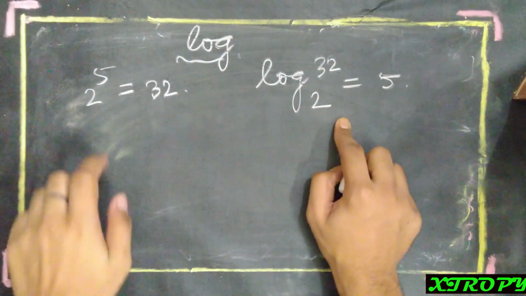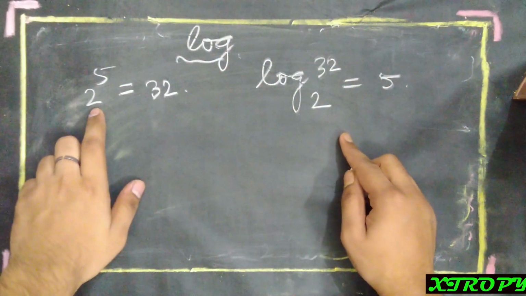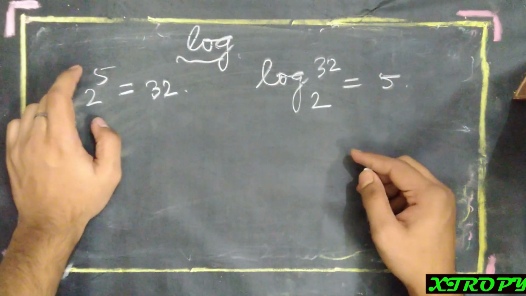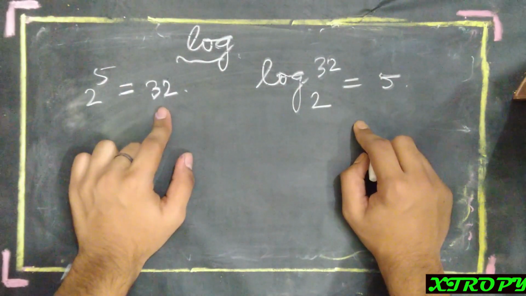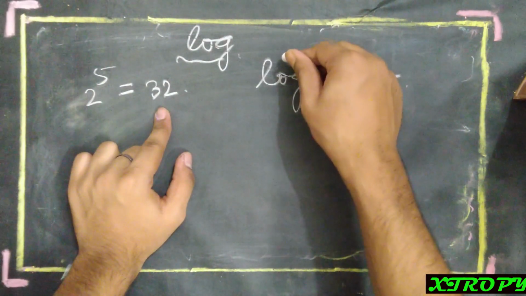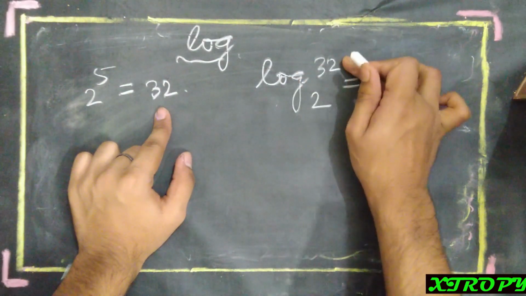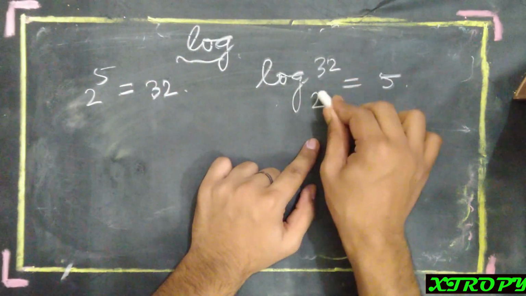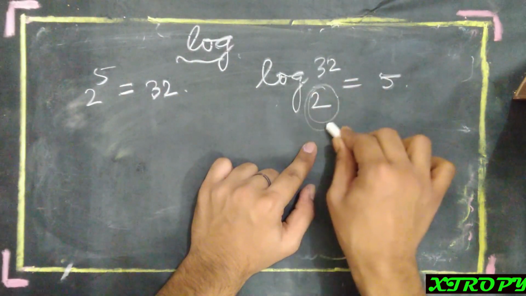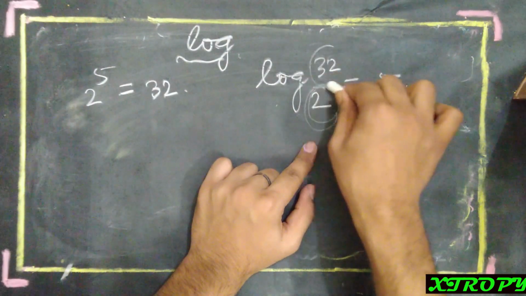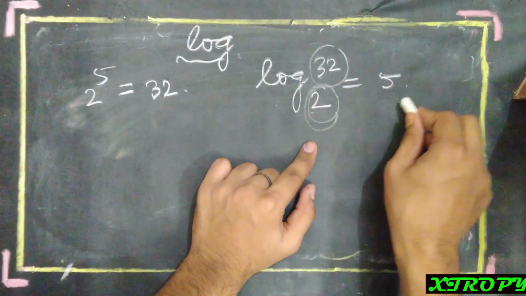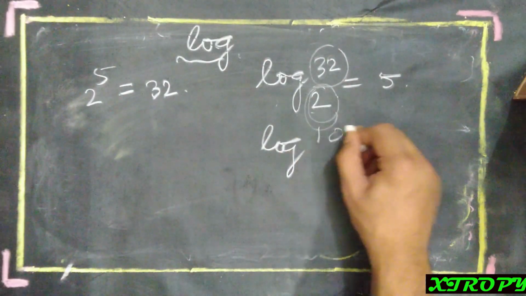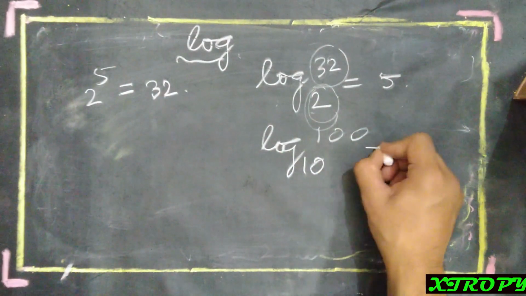So we can see that if you raise 2 to the power of 5, you get 32. And in the format of log, we write that log 32 base 2 equals 5. So what does that mean? It means what power of the base you have to raise so as to get this number. That is the answer of your log. Let us take another example. Log 100 base 10. What will be this value?